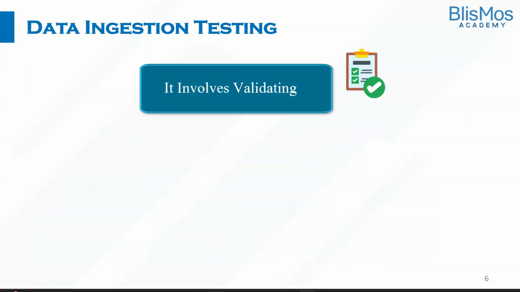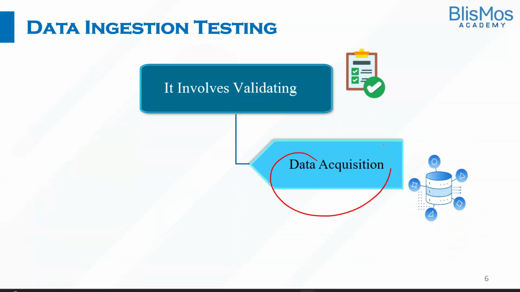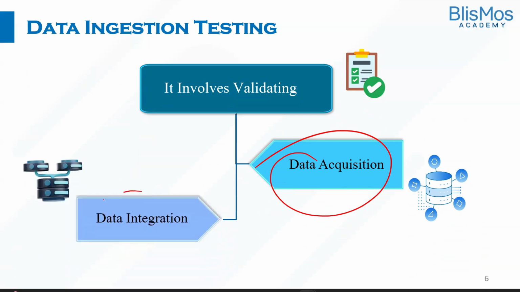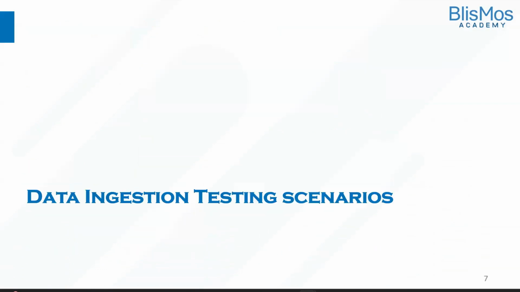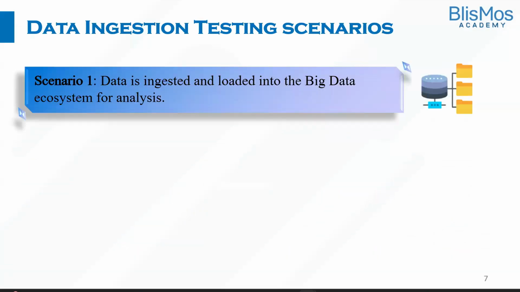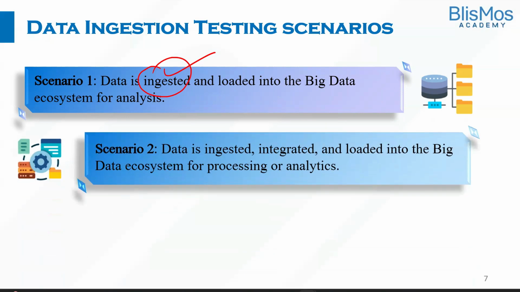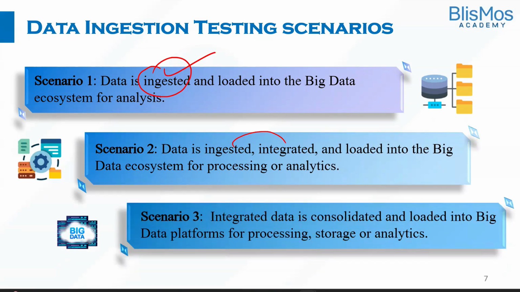There are two important aspects of data ingestion testing validation. One is data acquisition validation. The second one is data integration, because we'll be doing one of these things or both of them as a part of the data ingestion. When we talk about ingestion testing, there are different scenarios. We have covered three important scenarios in our video. Scenario one is data is ingested and loaded into the big data ecosystem for analysis. Scenario two is data is ingested, integrated, and loaded into the big data ecosystem. Scenario three is data is integrated, consolidated, and loaded into the big data platforms.